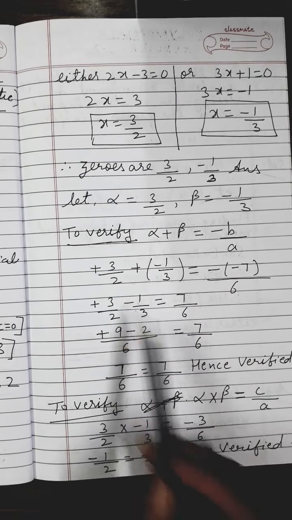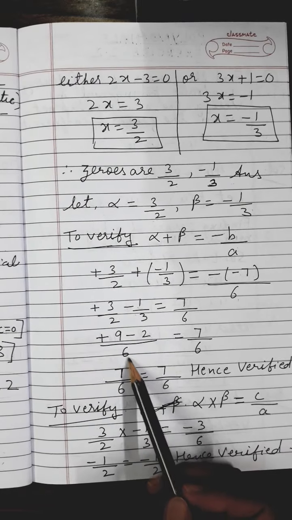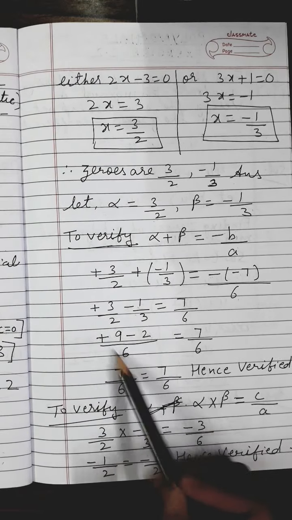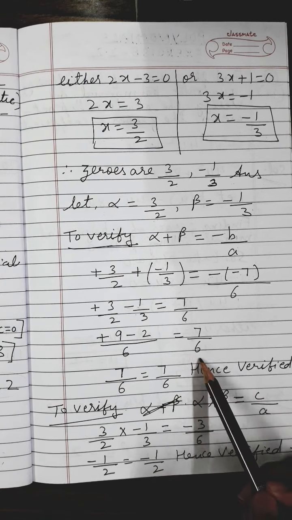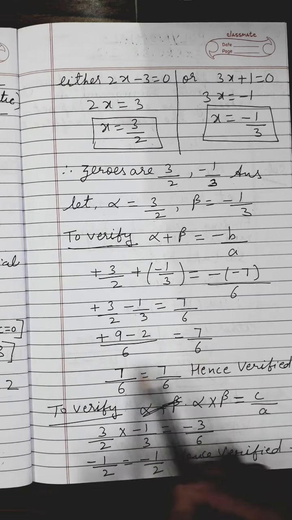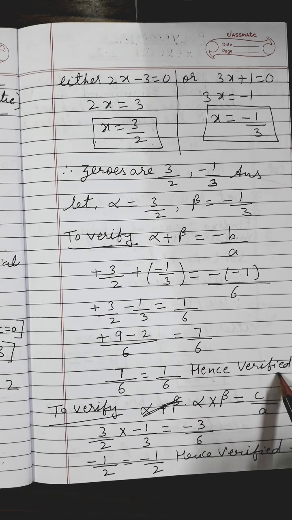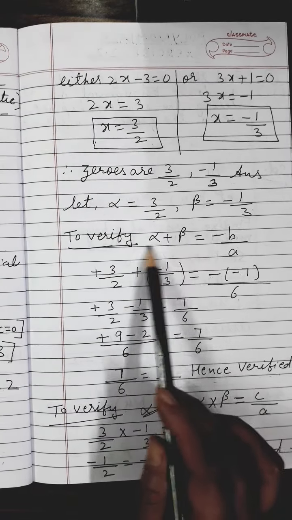Now you have to subtract these two simply by taking the LCM. The LCM of 2 and 3 is 6. This subtraction you already know from your lower classes, and this is 7 upon 6. 9 minus 2 gives you 7. So 7 upon 6, this is your left side, and right side is also 7 upon 6. So hence verified. This was the verification for the sum of the zeros.